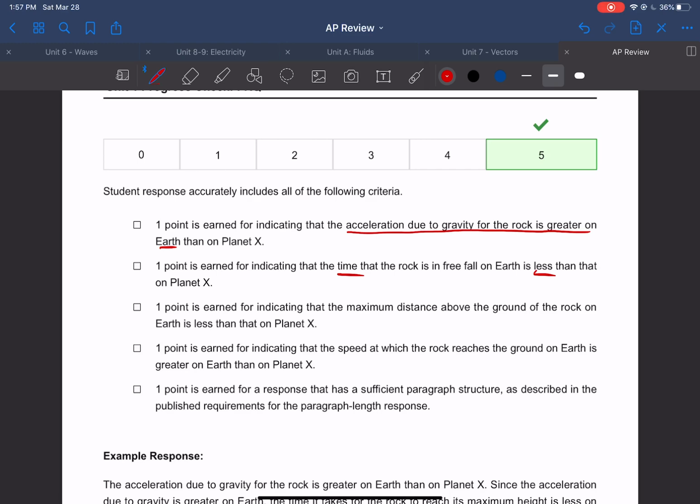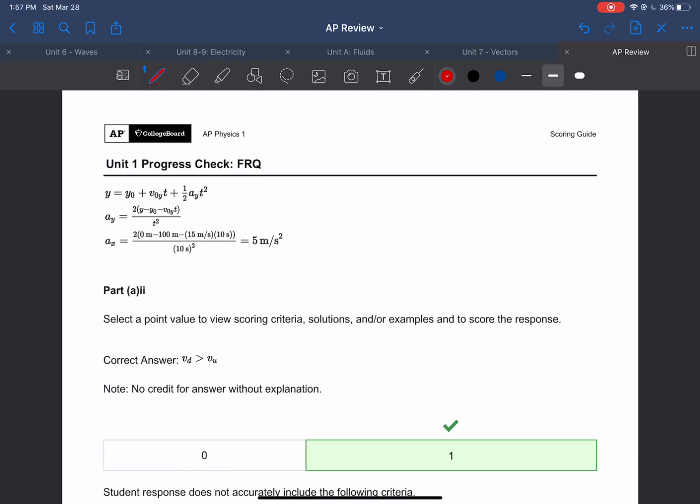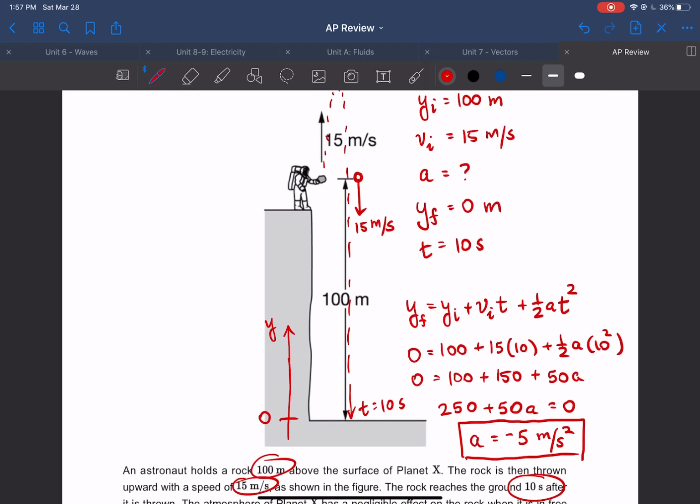All right, so you can see this is sort of their general guidelines for grading this question. The last point was just for having something with a general paragraph structure, complete sentences, etc. All right, so that's pretty much it for this question here.